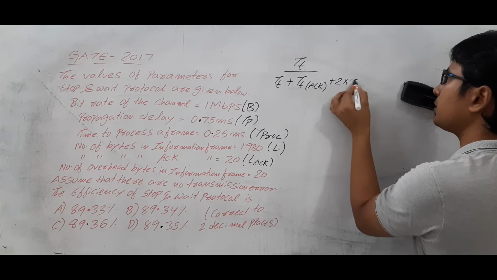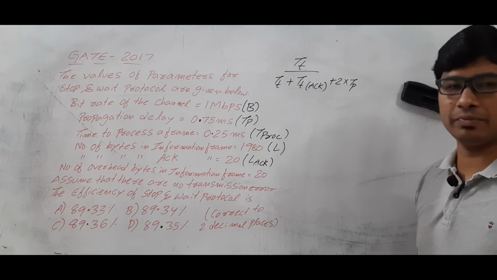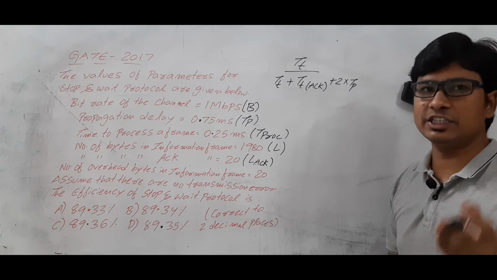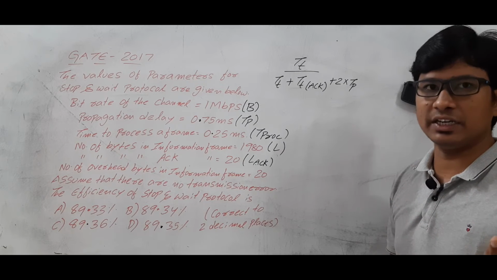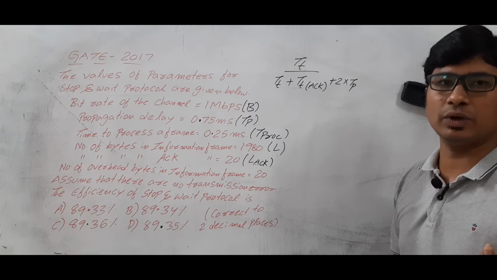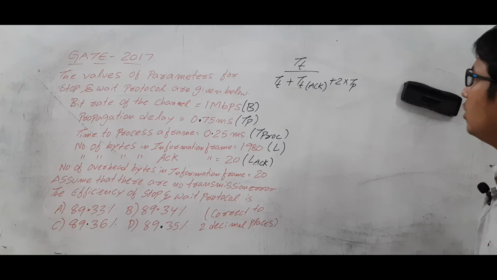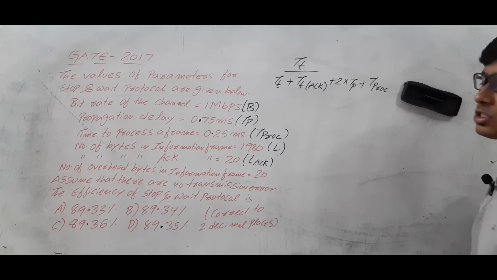and obviously you will have the propagation delay whether we are sending the data or the acknowledgement, because the propagation delay is d by v, which is distance by velocity. Whether you are sending an acknowledgement or a data frame, it only depends on the distance and the propagation speed. And you have a processing delay for the acknowledgement.